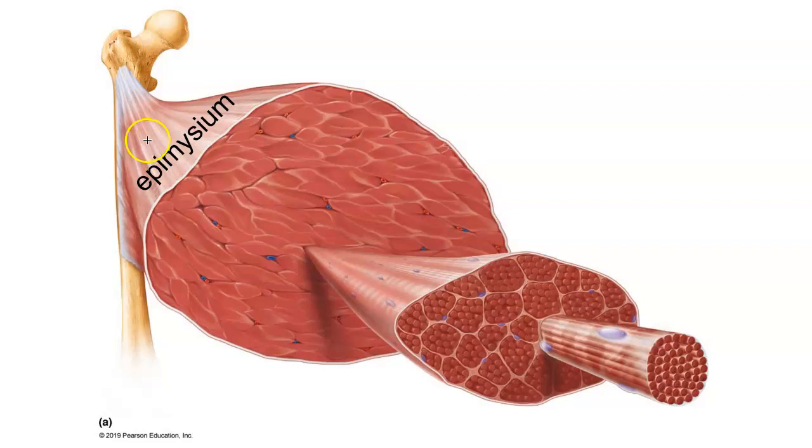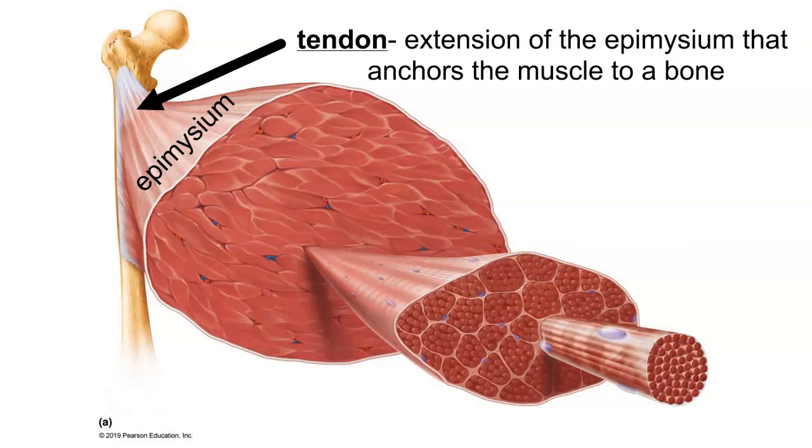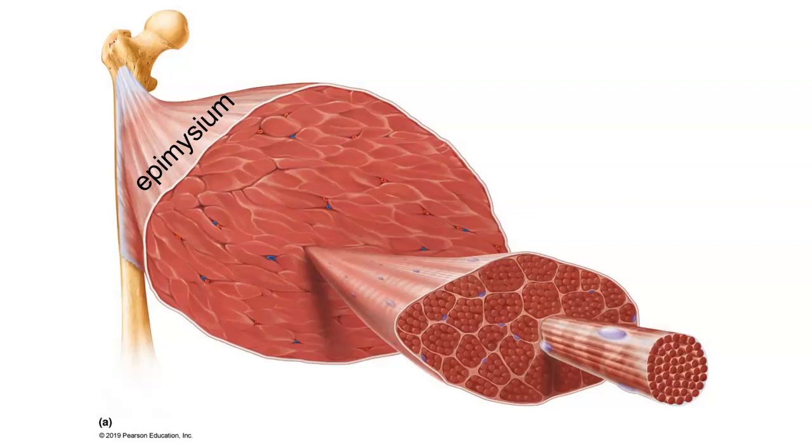And notice how the epimysium extends beyond the end of the cells to fuse to the bone as a tendon. And so a tendon is just an extension of the epimysium that goes past the cells and then anchors the muscle to a bone.